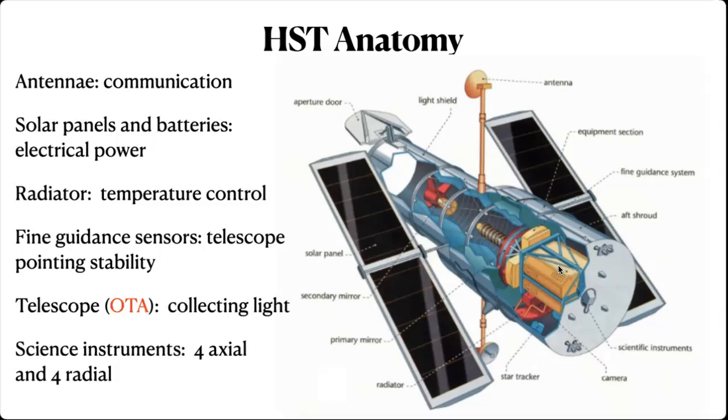And there are four radial instruments. Here's the one we'll talk a lot about, the wide field planetary camera, and then the three fine guidance sensors, which also function as science instruments. They can do astronomy, that is, they can do precise positioning of stars, which increases the ability to measure parallax of distant stars and help you establish the distance scale. These are called radial because their optical axes are perpendicular to the telescope's optical axis.